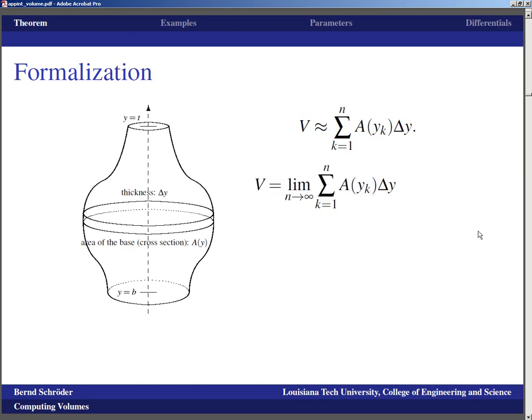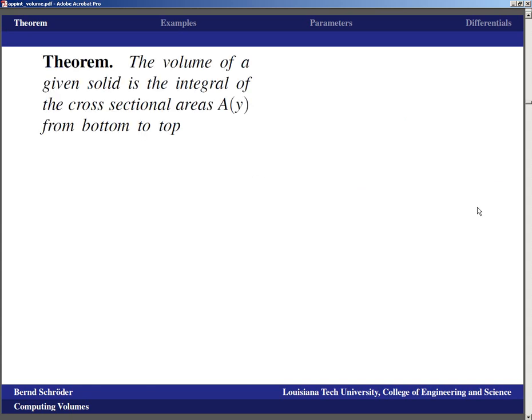So then the volume is approximately equal to the sum, and as we let n go to infinity, as we let delta y go to 0, the approximate equality becomes an exact equality, and we get that the volume is the limit as n goes to infinity of the sum from k equals 1 to n of A of y_k delta y, which is the integral from the bottom to the top of A of y dy. And so that's the theorem. The volume of a given solid is the integral of the cross-sectional areas A of y from bottom to top. Symbolically, V equals the integral from b to t of A of y dy.